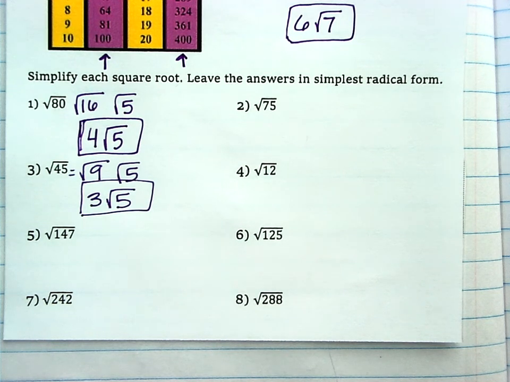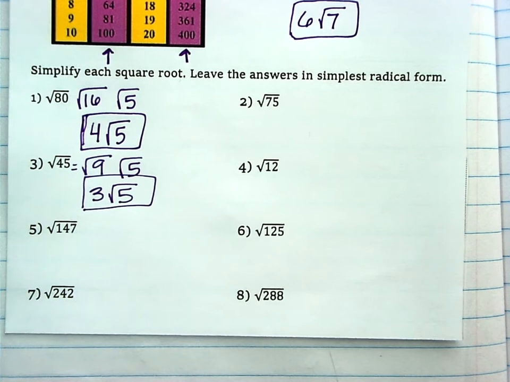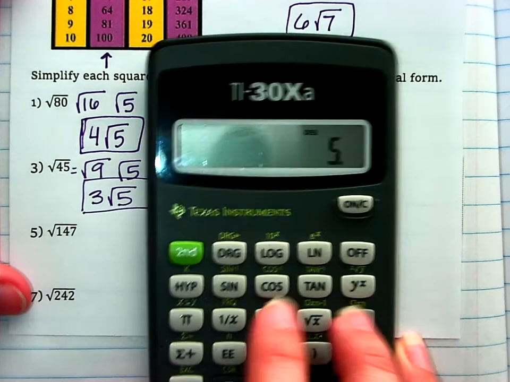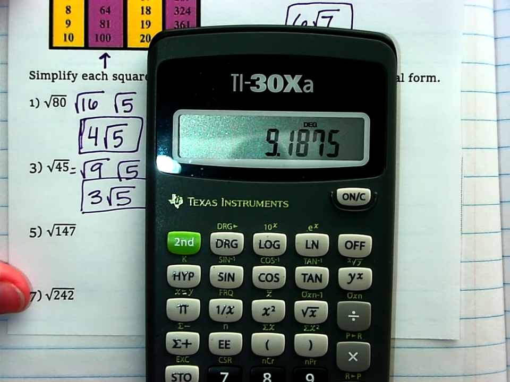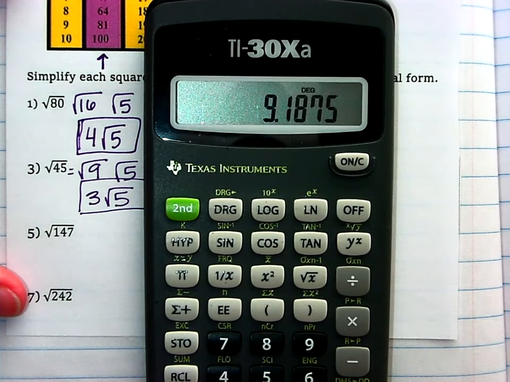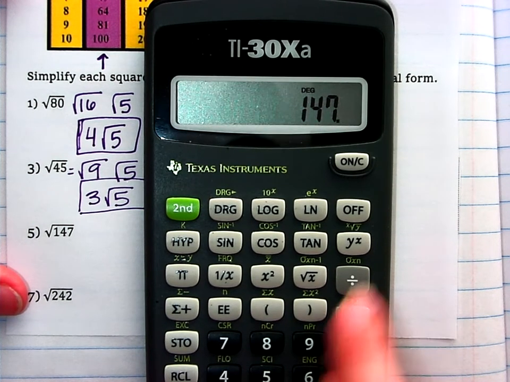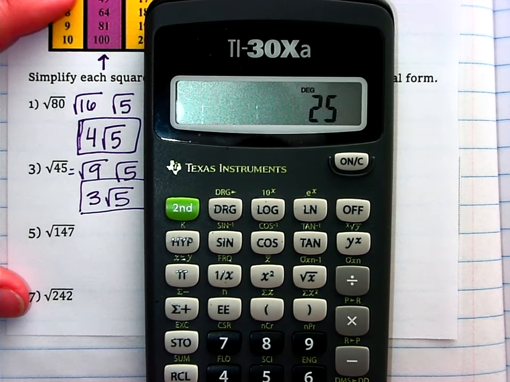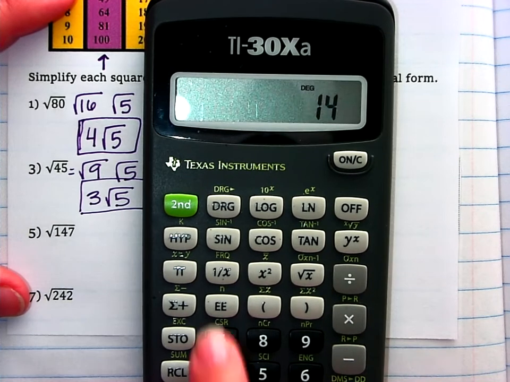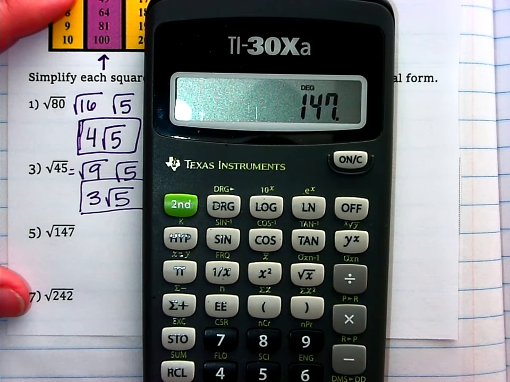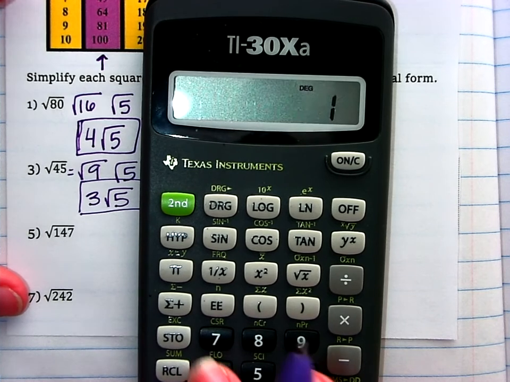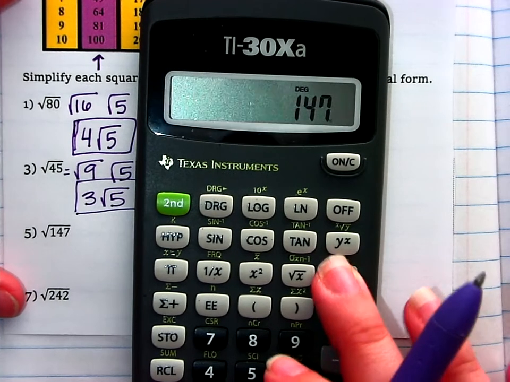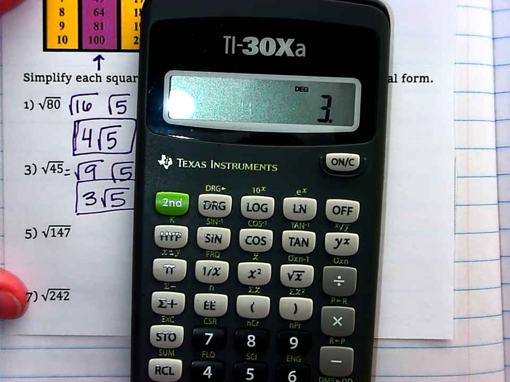Okay, the numbers are starting to get bigger. Let's try 147. So I'm going to start by dividing by 16. Okay, that's not going to work. That gives us a decimal. 147 divided by 25, still a decimal. 147 divided by 36, decimal. Let's try 147 divided by 49.